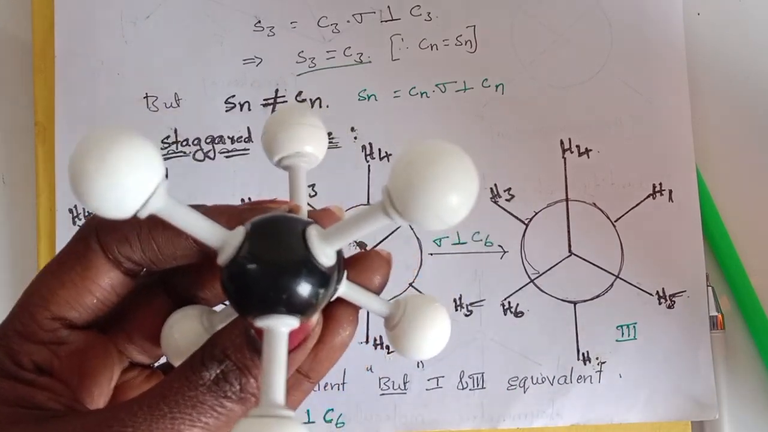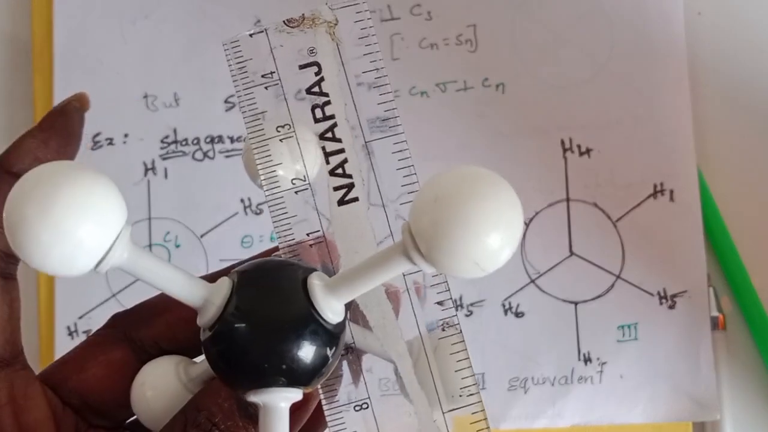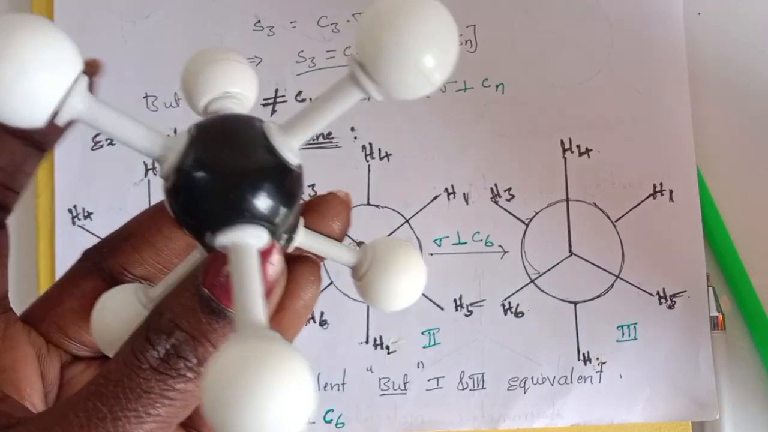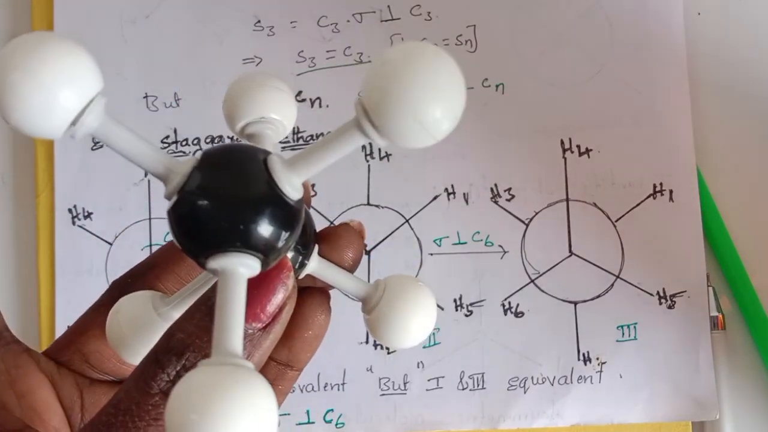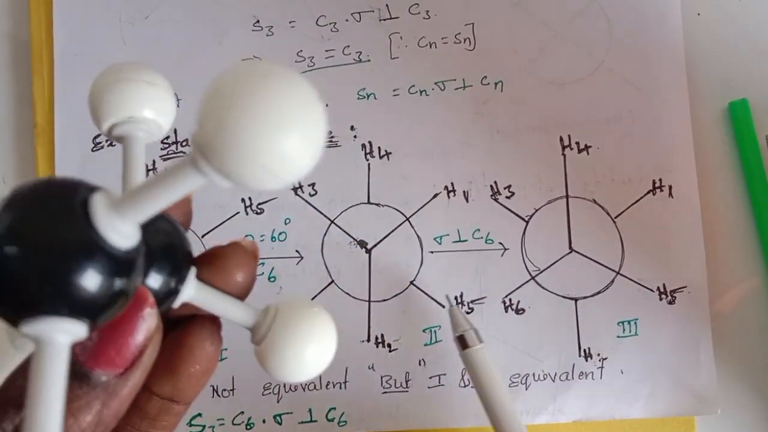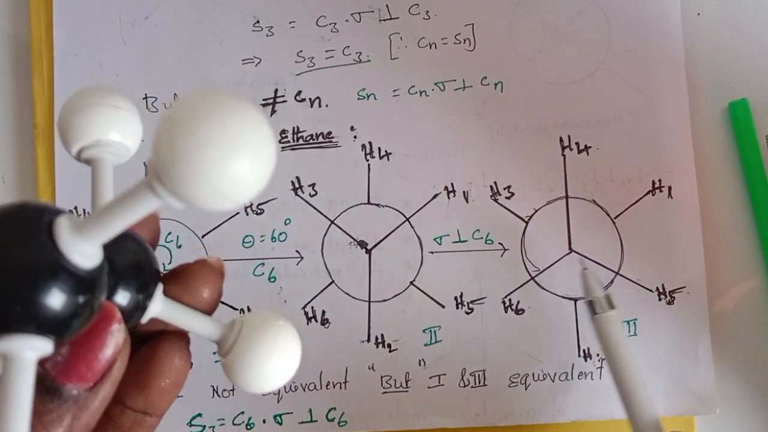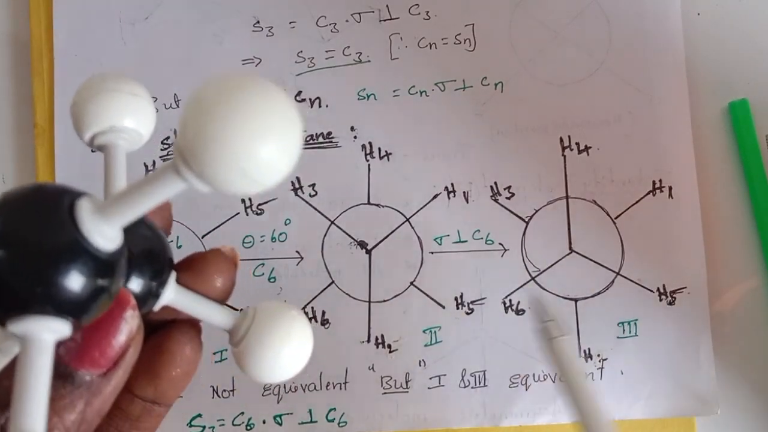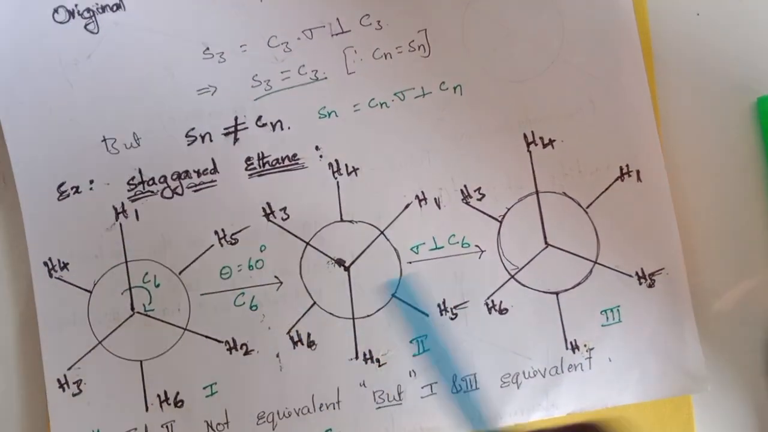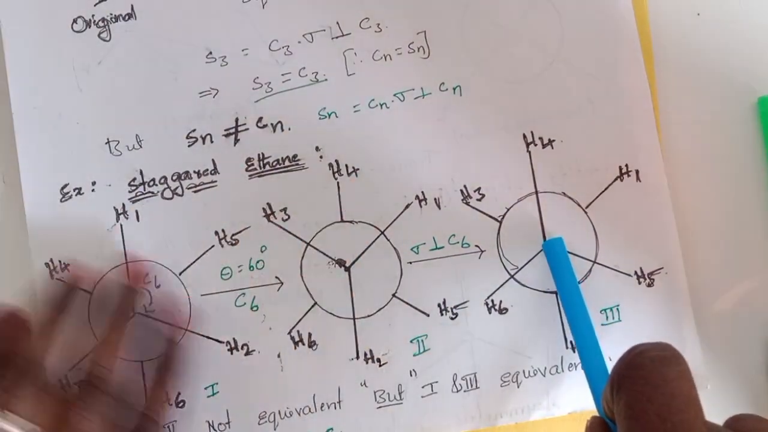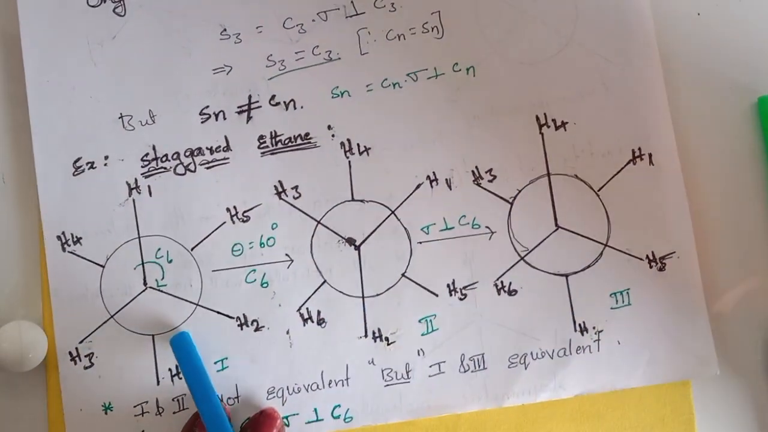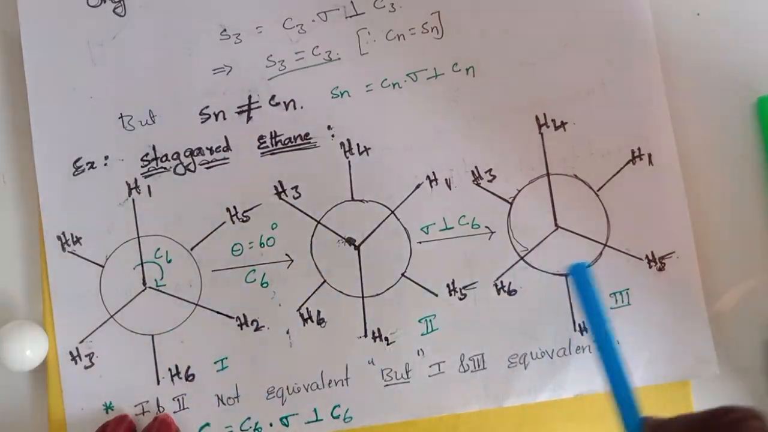So when I put the plane in between the two carbon atoms like this, what will happen? This hydrogen will reflect here. This hydrogen will reflect to the upper side. This hydrogen will reflect to the upper side. That means H4, H6, H5 will look as the front carbon. See here, what happened? H4, H5, H6 are looking as the front carbon, and H3, H1, H2 will look as the back carbon. Here, from the original one, it is having the equivalent structure.